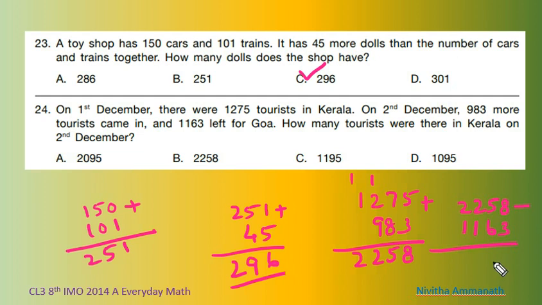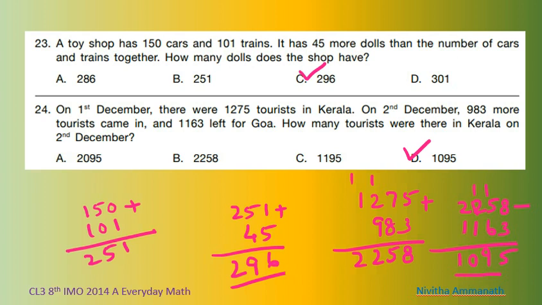1163. 8 minus 3, 5. 5 minus 6 is not possible. So from here we take 1. 15 minus 6, that is 9. Then 1 minus 1 is 0. Then 2 minus 1 is 1. 1095. That is D is the correct option.